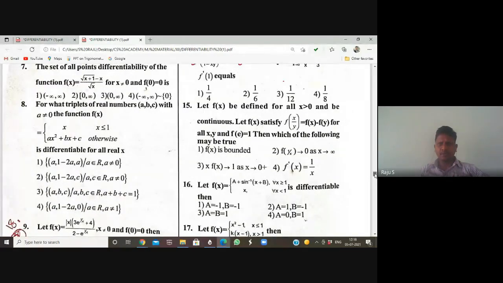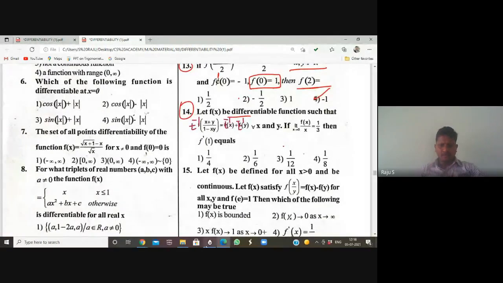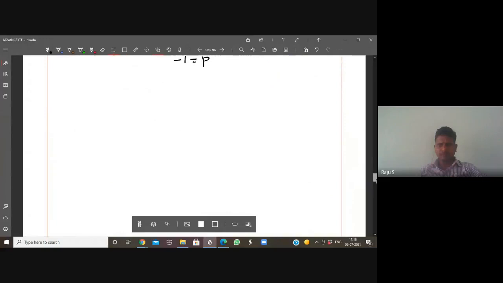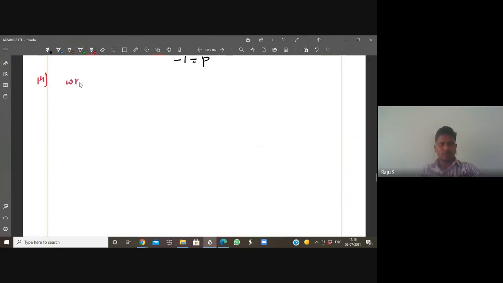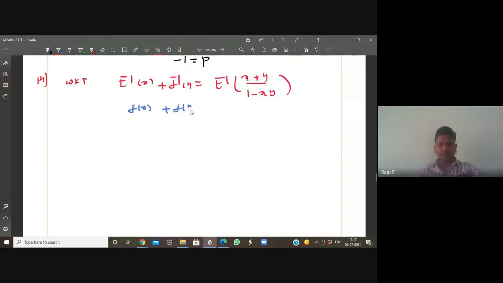Okay, students, since we know that, question number 14, tan inverse of x plus tan inverse of y is equal to tan inverse of (x plus y) by (1 minus xy). When I compare here, shall I consider this as f of x, f of y? So what is f of x? Then we can easily consider the function f of x as tan inverse x.